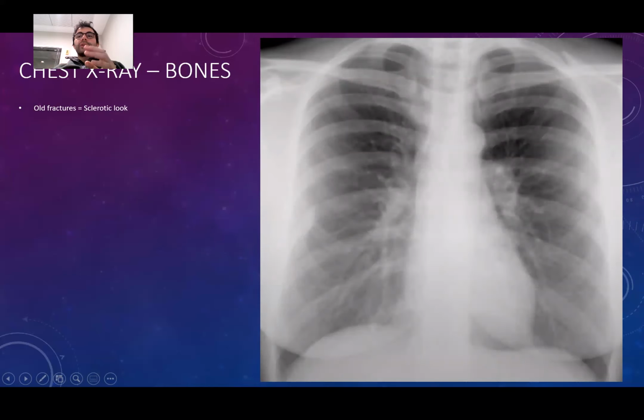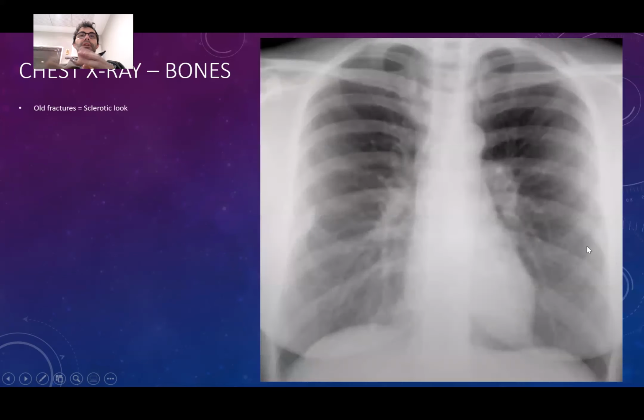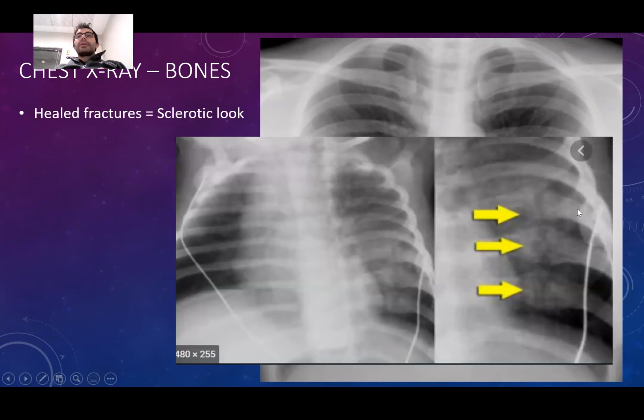Also, all new fractures look like this. There's some discontinuity in the cortex. About old fractures, because they heal after time, they have a sclerotic look. So when you're seeing something like that, it's sclerotic. It's an old fracture. These are areas of old fractures. So there's an area of hypertrophy.